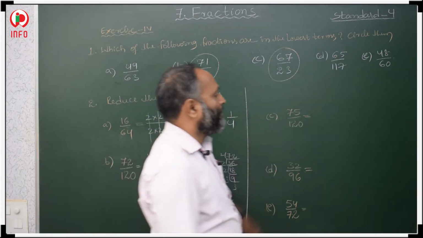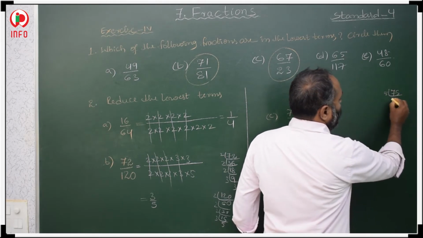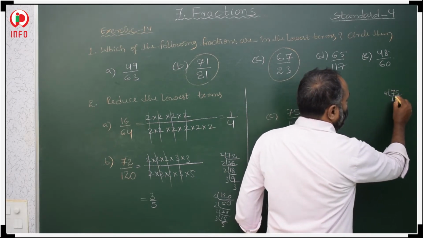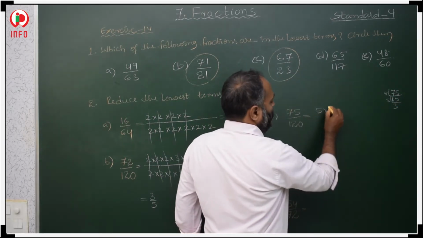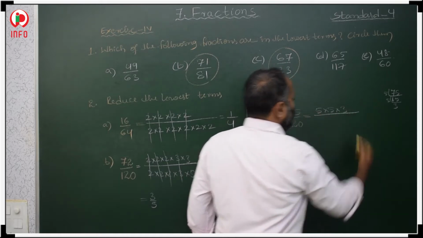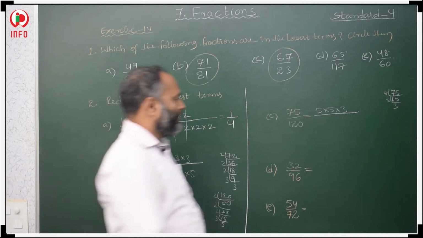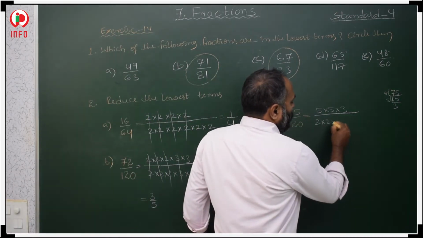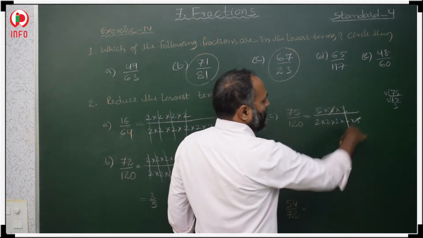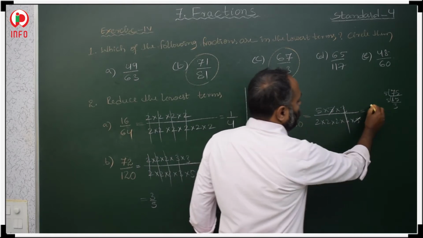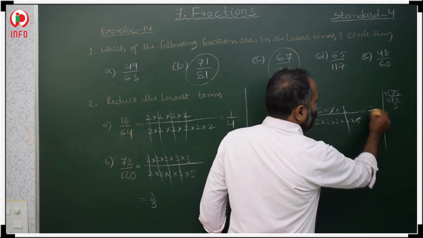Now 75 by 120. For 75 we have to write prime factors. 5 15s are 75, 5 3s are 15, so 75 means 5 into 5 into 3. 120 we already did here: 2 times 2 times 2 times 3 times 5. One 3 cancels, one 5 cancels. Then what is left? 5 by 2 times 2 times 2, that is 5 by 8.